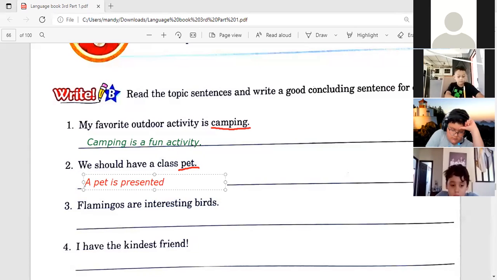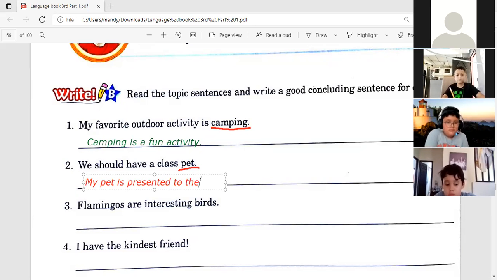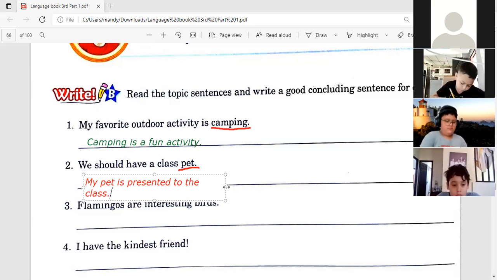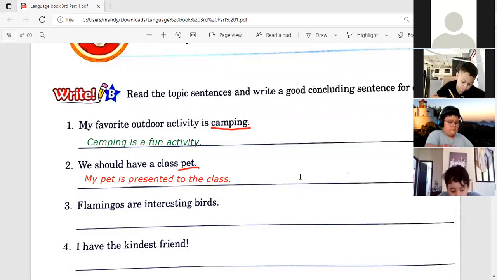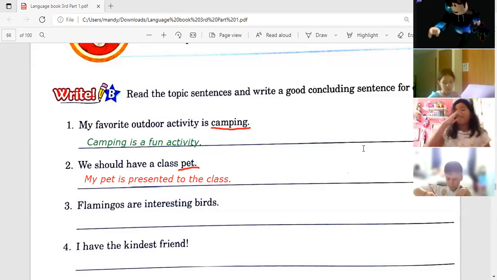Okay, let me change that part. My pet is presenting to the class. Mi mascota es presentada a la clase. Okay, so we should have a class pet. Vamos a tener una clase de mascotas. Yes, okay. So let's see. This one is the sentence, yeah? Because remember, we talk about, okay, pet.